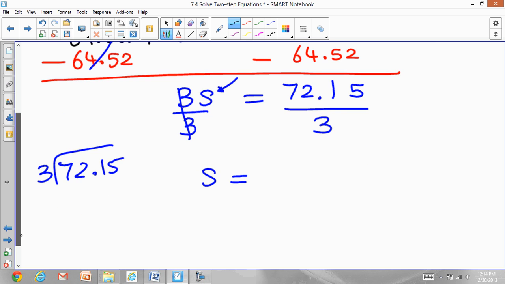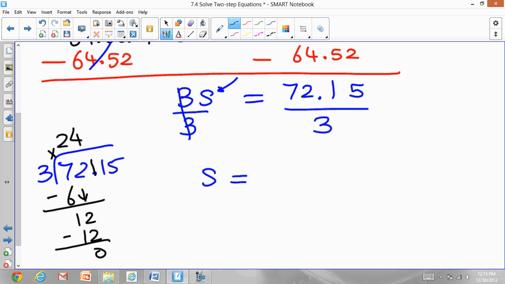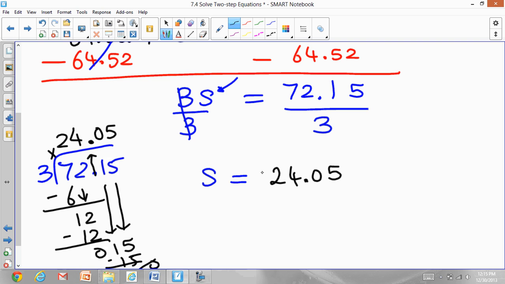So this is going to be 2. 3 times 2 is 6. 1, bring the 2 down. 3 goes into 12 4 times. Bring the decimal point straight up. Bring the 1 down. 3 cannot go into a 1, so that'll be a 0. And bring the 5. 3 goes into 15 5 times. So this is going to be $24.05. So each sweater is going to cost $24.05.